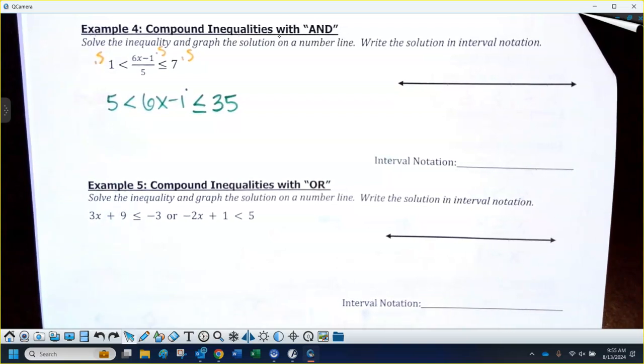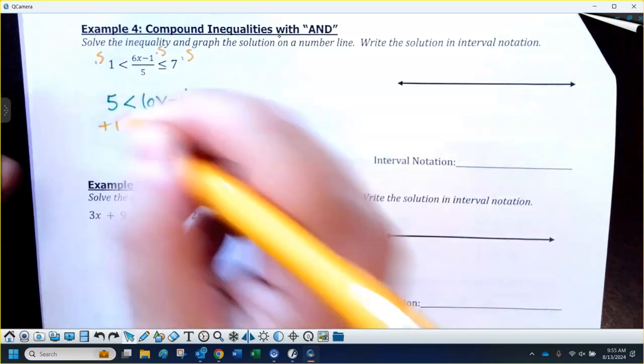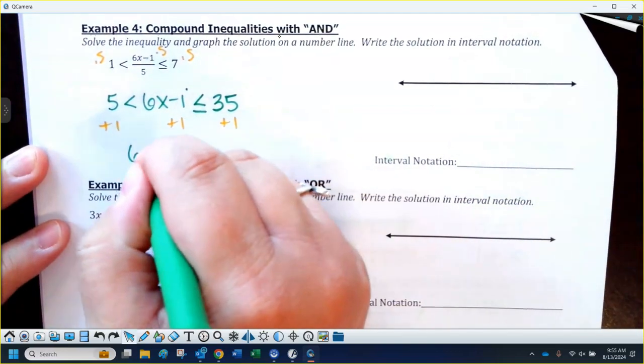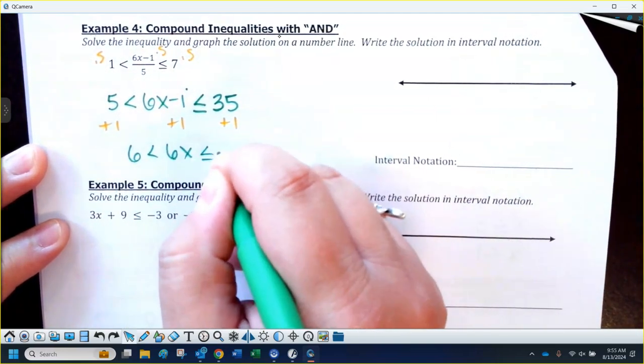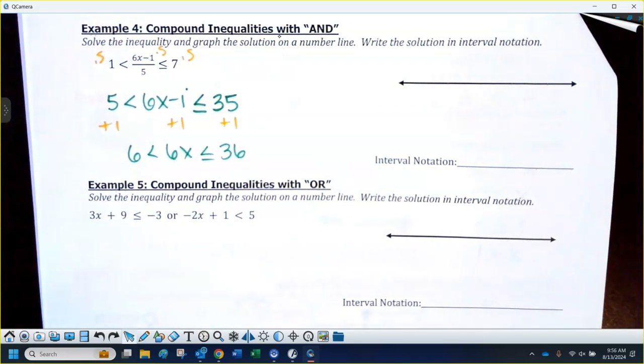What would you do next? Does anybody know? Hunter, what do you think? Add what? You just got to do it to all three parts. That's it. You can do it all at once. So we're going to have 6 less than 6x less than or equal to 36. All right, and then I got to do one more thing.